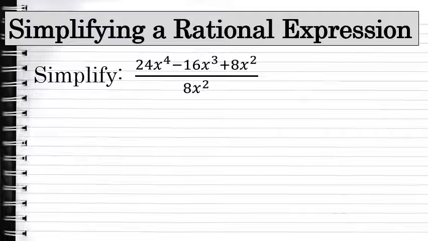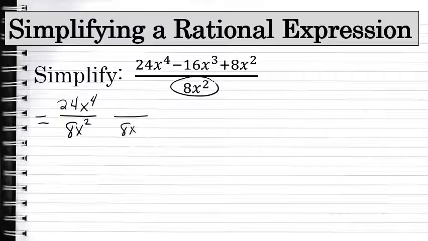When simplifying a rational expression that has multiple terms in the numerator and a single term in the denominator, the process is fairly simple. What I can do is break the fraction apart into three separate terms. Each term will have a denominator that's the same as the original rational expression, in this case 8x to the second power.